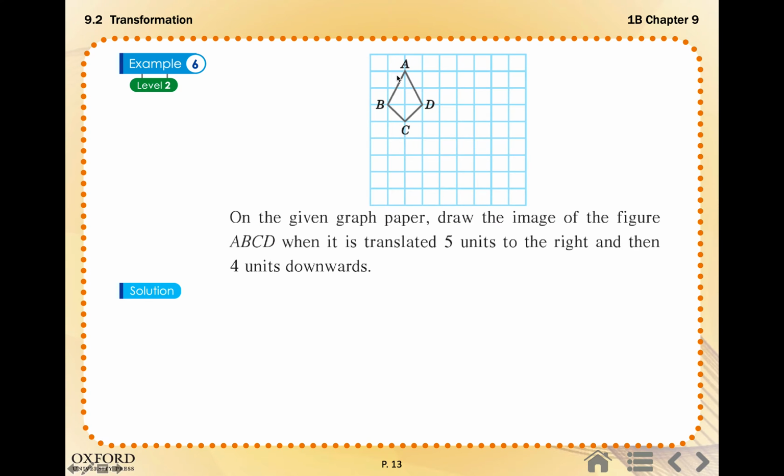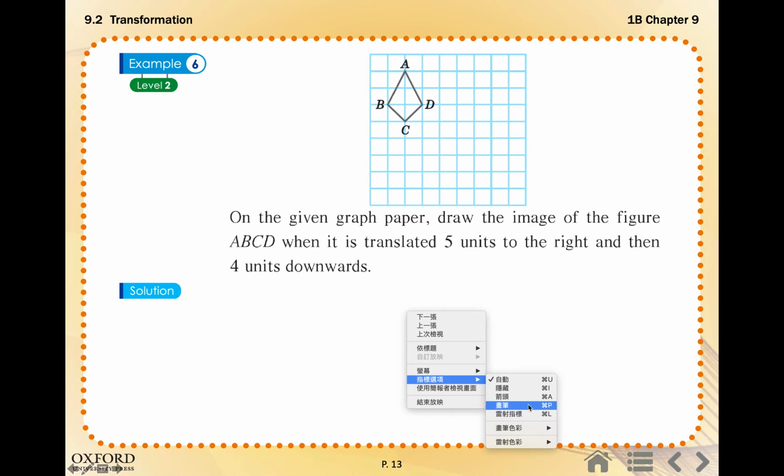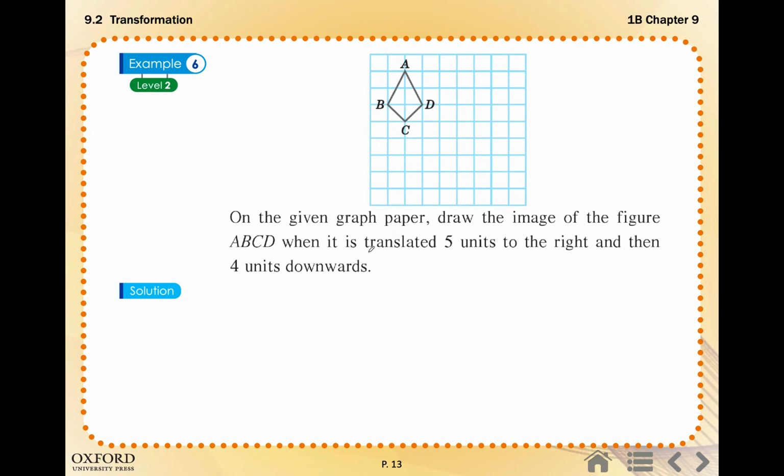Okay, and then also for the movement, the translation. For this translation, there are 2 steps. So you can see that for these 2 steps, first of all, translate 5 units to the right. So you may do the first step. This is the first step. And then 4 units downward. This is the second step of the translation. Then you may just do it one by one.